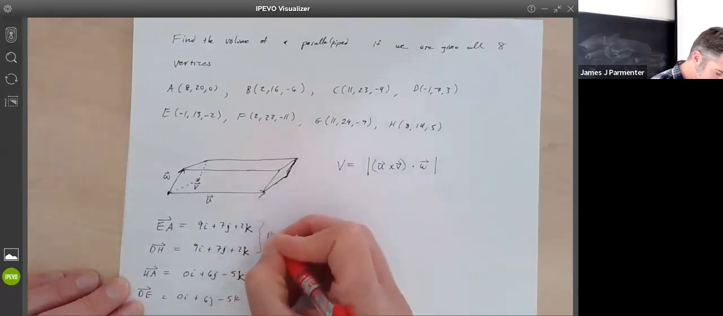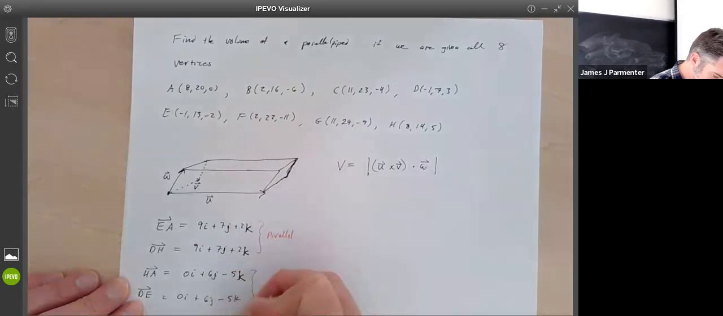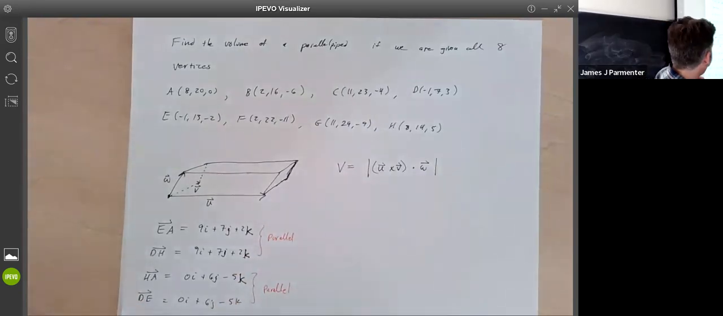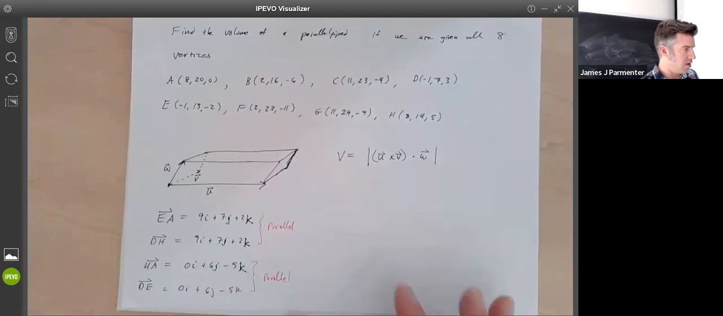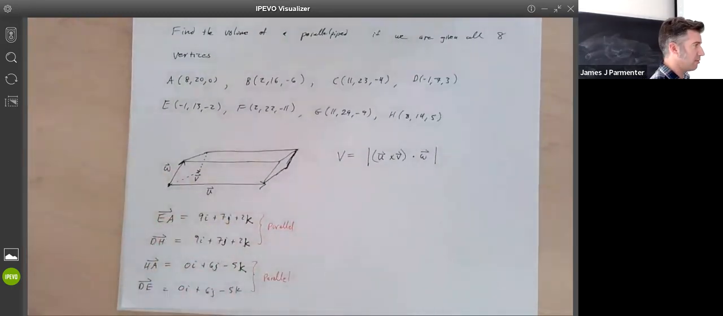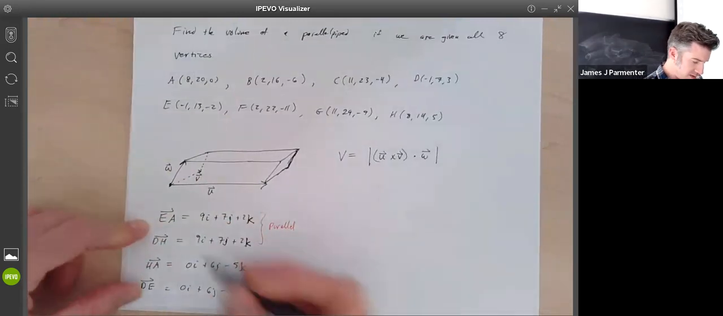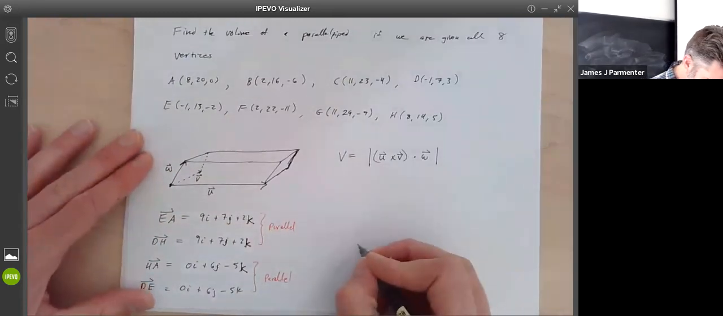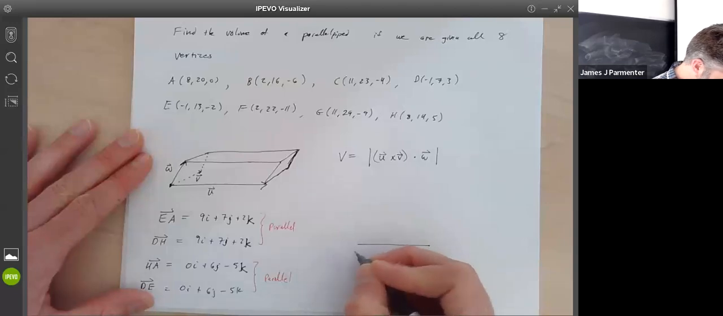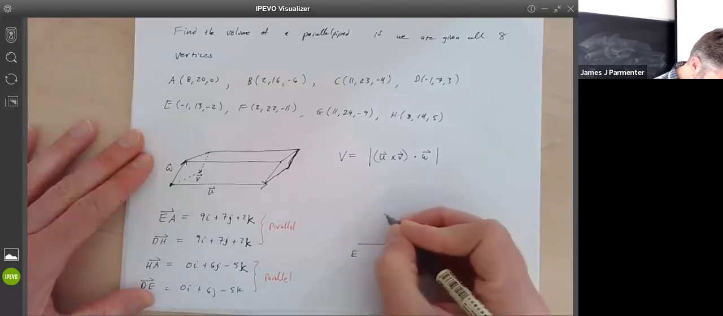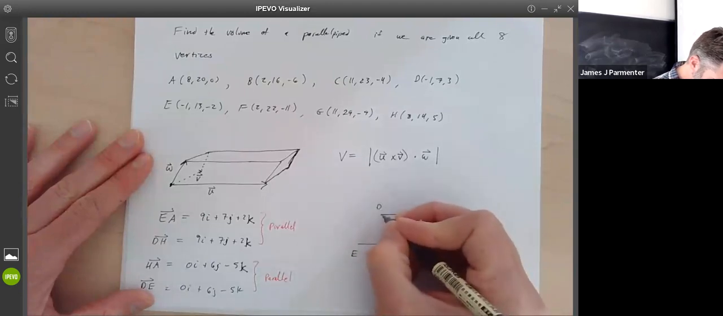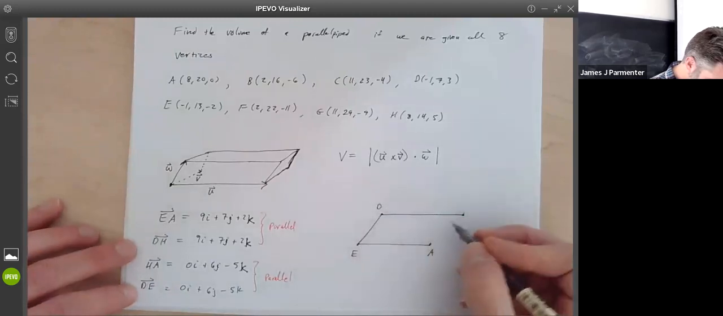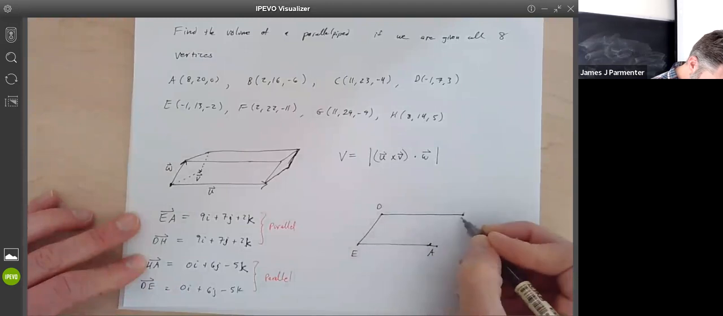We can see that these two vectors are parallel, as are these, because they go in the same direction. For those of you just walking in, we're talking about how to find the volume of a parallelepiped given all 8 vertices, and it's kind of a big pain. What we've got so far is essentially the base of our parallelepiped. If we look at EA and DH, those are parallel. And then DE and HA are also parallel.